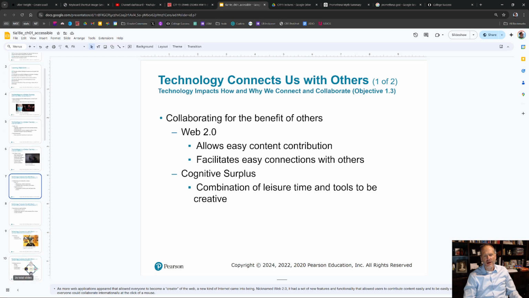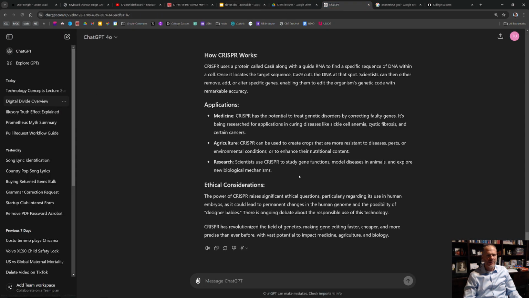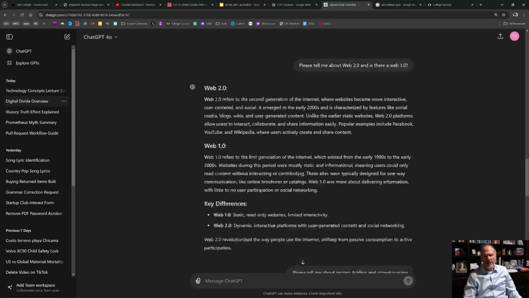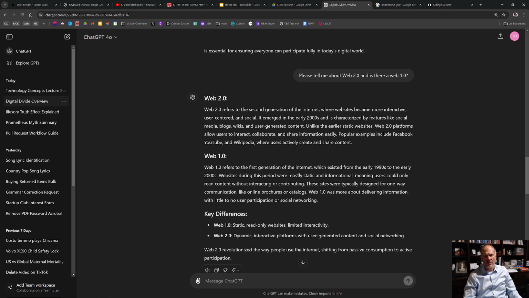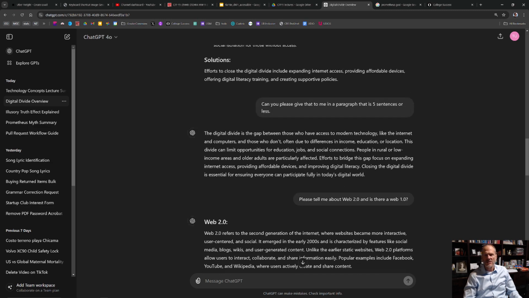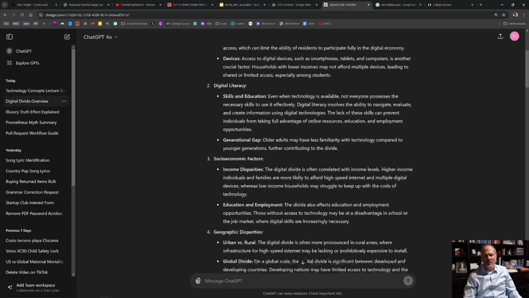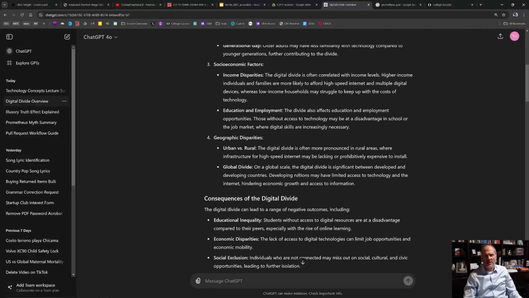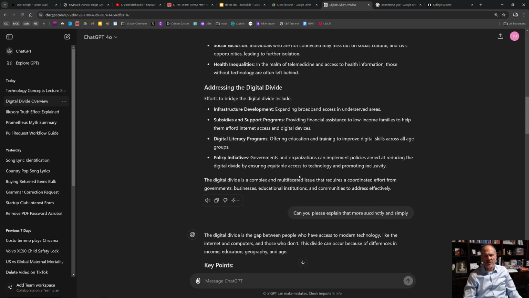Then it talks a little bit about cognitive surplus and Web 2.0 versus Web 1.0. And I did a little bit of a thing here about Web 2.0 versus Web 1.0. So here you could pause the video and you could read about those differences. And then also here's some information on the digital divide. So tell me about the digital divide. There's that part, pause the video, and then I'll scroll down a little bit more. And then there's that part, you can pause the video, and then I'll scroll down a little bit more, and there's a little bit more.